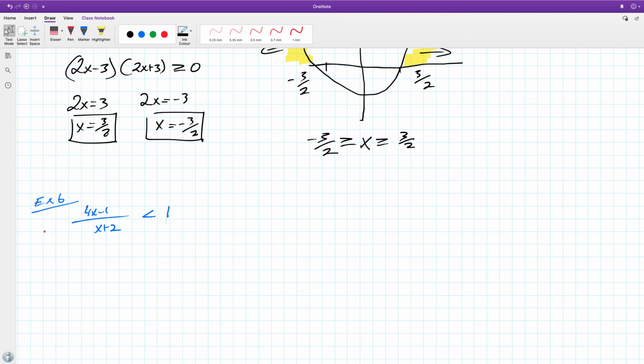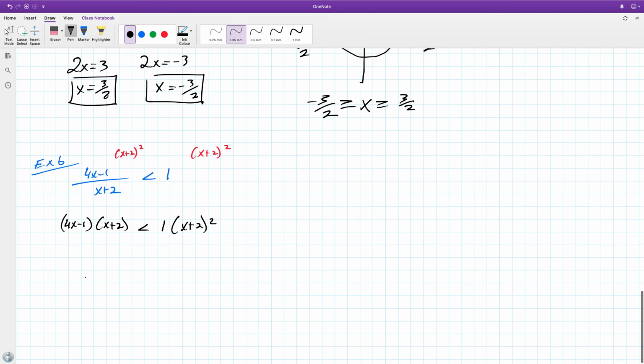Right, let's look at it. So, multiply across by x plus 2 to be squared. That is (4x minus 1)(x plus 2) is less than 1 times (x plus 2) squared. 4x by x is 4x squared, 4x by 2 is 8x, minus 1 by x is minus x, minus 1 by 2 is minus 2. That's 1 times x squared plus twice the first by the second is plus 4x plus 4.